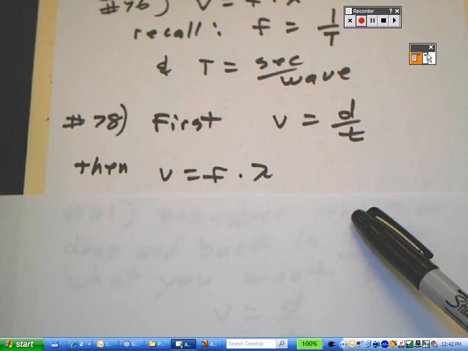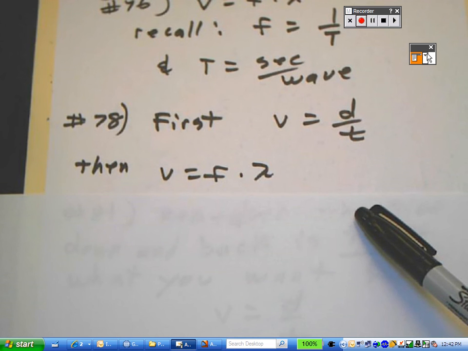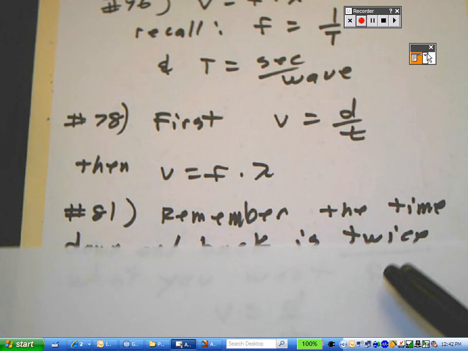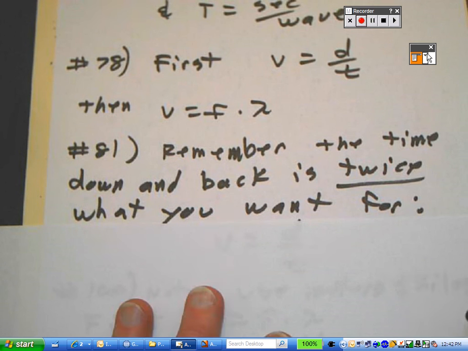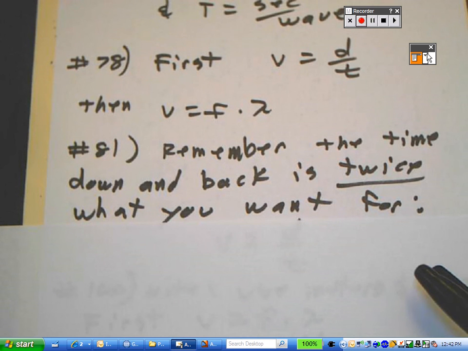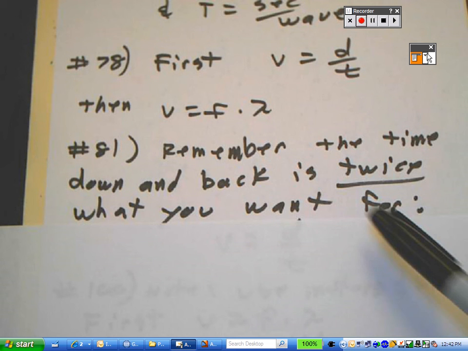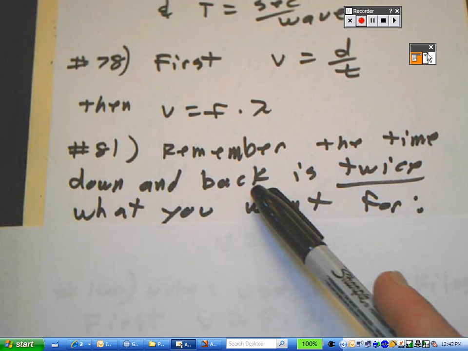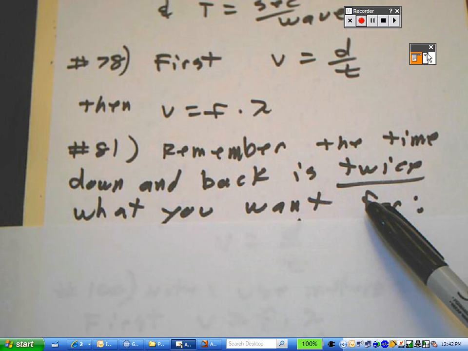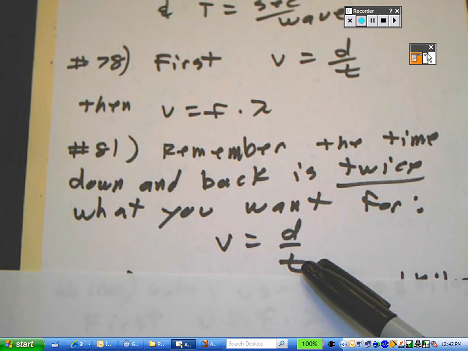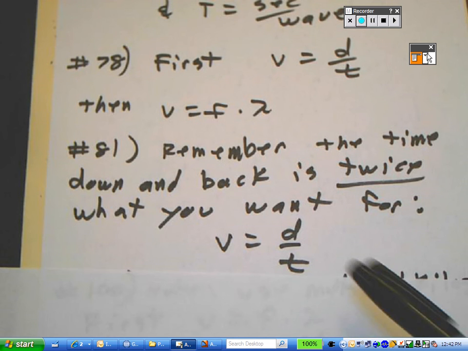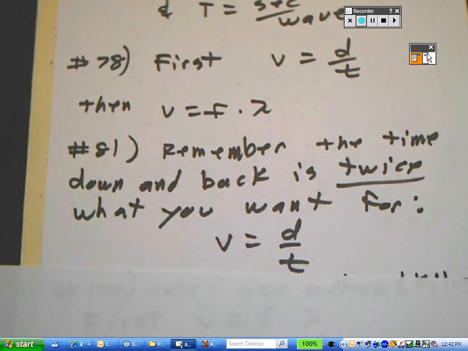Then looking at, for instance, number 81. The most important hint I'm going to give you about this one is that the time down and back is not what you want. The time down and back is twice what you want. So if you want to use velocity equals distance divided by time, you certainly don't want the time down and back because you want to find the distance just down. So that'll be a little something you can fix.